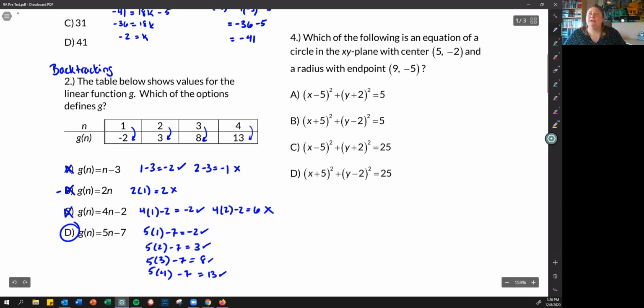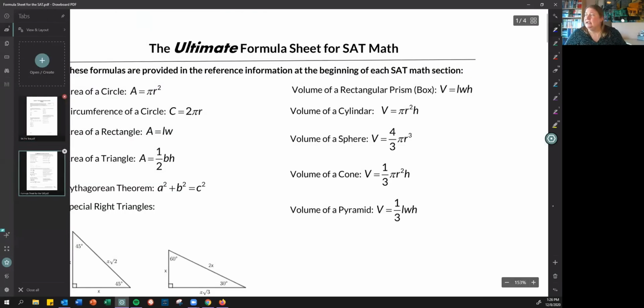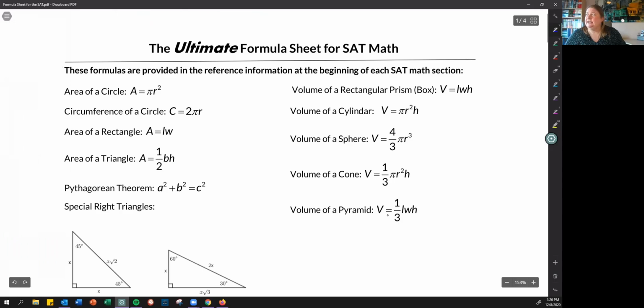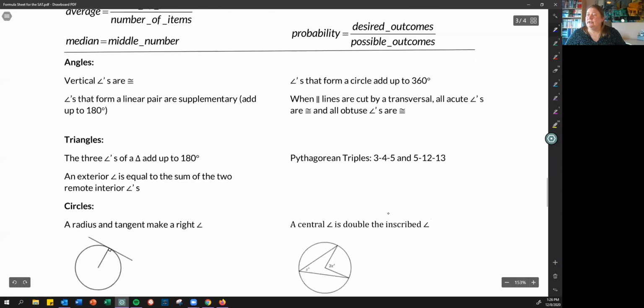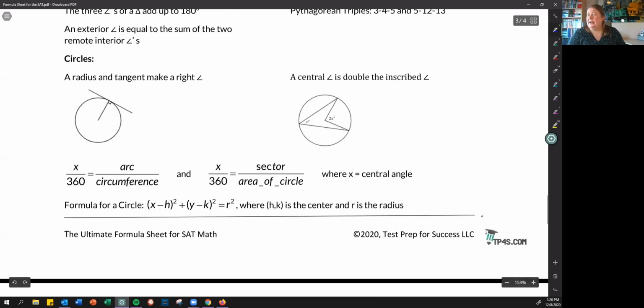I also want to remind you that I have a formula sheet in the appendix of this course, and the formula that you need here is on the sheet. If we go down to the circles section, right here at the bottom, I'm giving you the standard form of a circle, where the center is (h, k). This is not given to you in the reference information on the SAT, so it has got to be memorized, but it's very helpful. Make sure you have this one in that brain before you take the SAT for real.